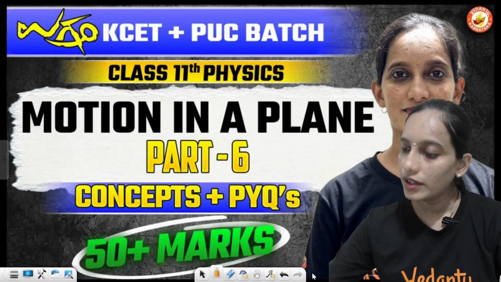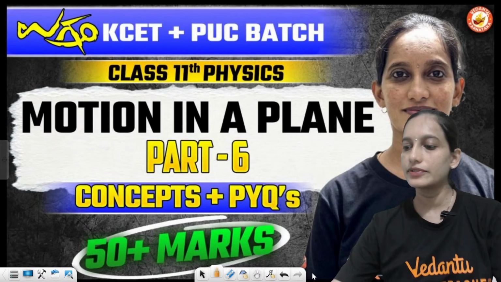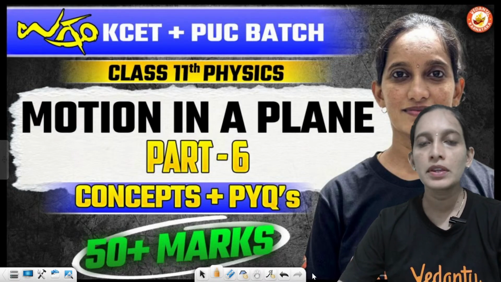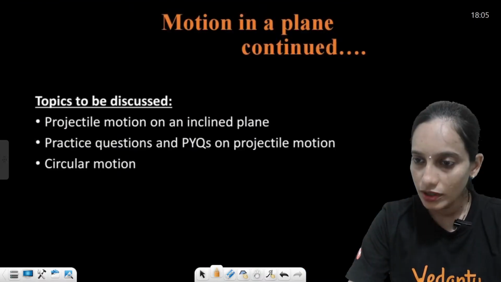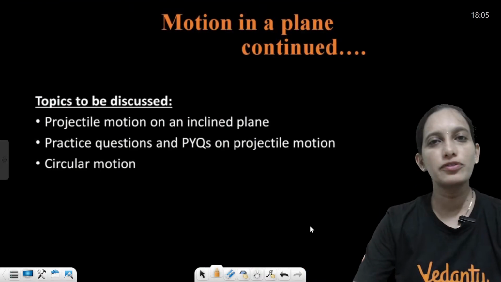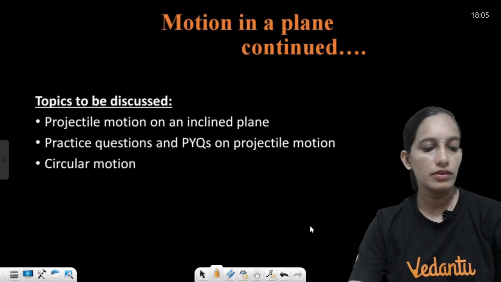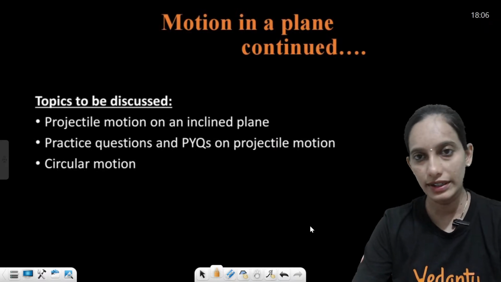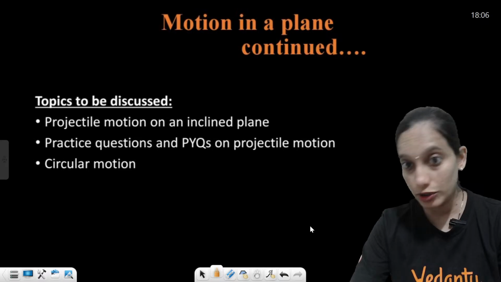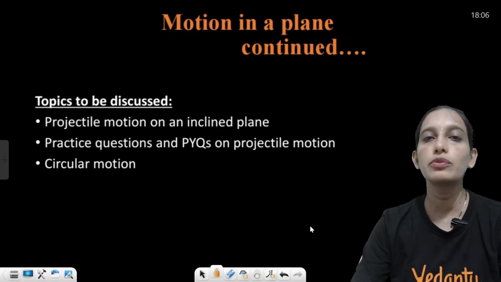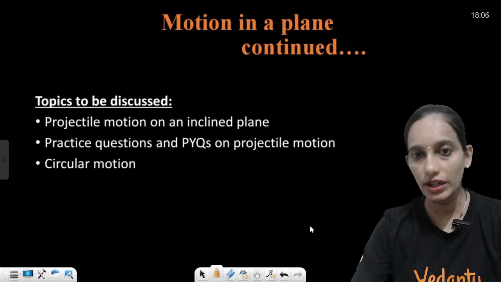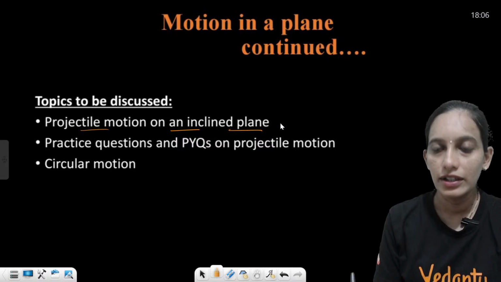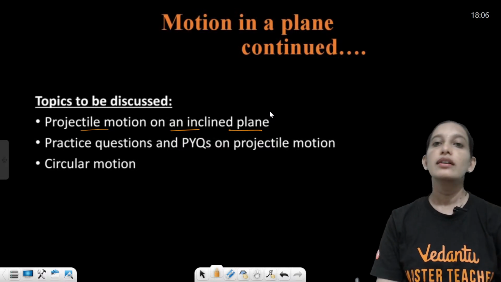So if we just quickly recollect what we have done in our previous session, essentially we were discussing something called projectile motion. Different types of projectile motion were covered. One is the normal projectile, ground to ground, or oblique projectile motion, also called angular projectile motion, that we discussed. Then we moved on to horizontal projectile motion and also to projectile motion on an inclined plane.